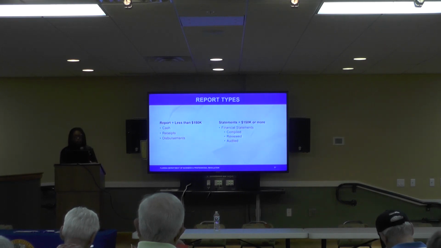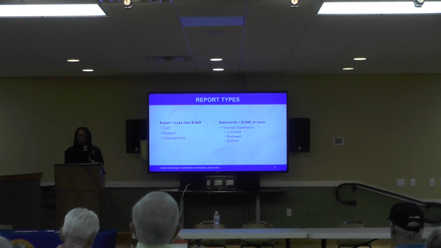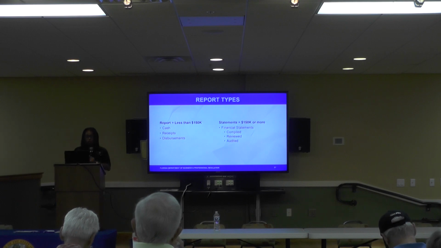There are different types of reports based on revenue. There are 2 types of financial reports. A report for cash receipts and disbursements. These are typically for small condo associations whose annual revenues are less than $150,000. The second type of financial report is financial statements. There are 3 levels: compiled, reviewed, and audited.